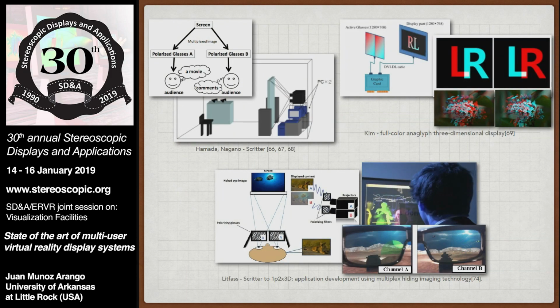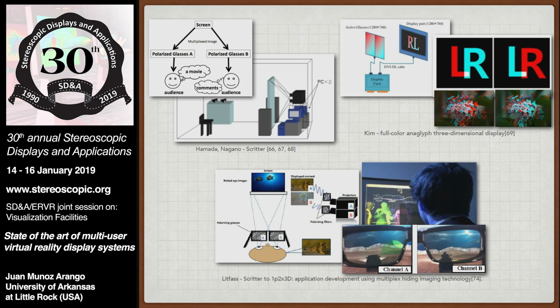Other approaches that I think are worth noting are the Scritter. It basically enables a superimposition of subtitles while sharing a movie using circular polarization filters. That's pretty basic.